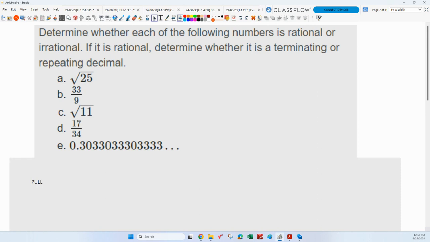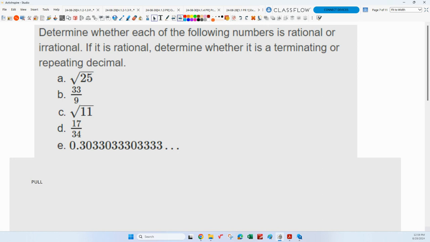Rational or irrational? Thumbs up or down. 33/9. Don't make this harder than it is. What's our definition of a rational number? Any number that can be written as a fraction. Well, that's a fraction. So is it rational? Yeah, it's a fraction, right?